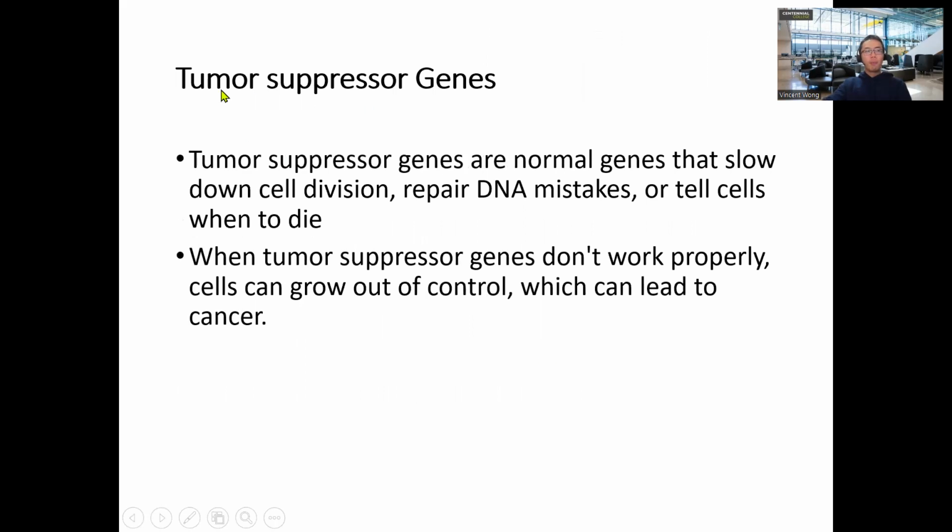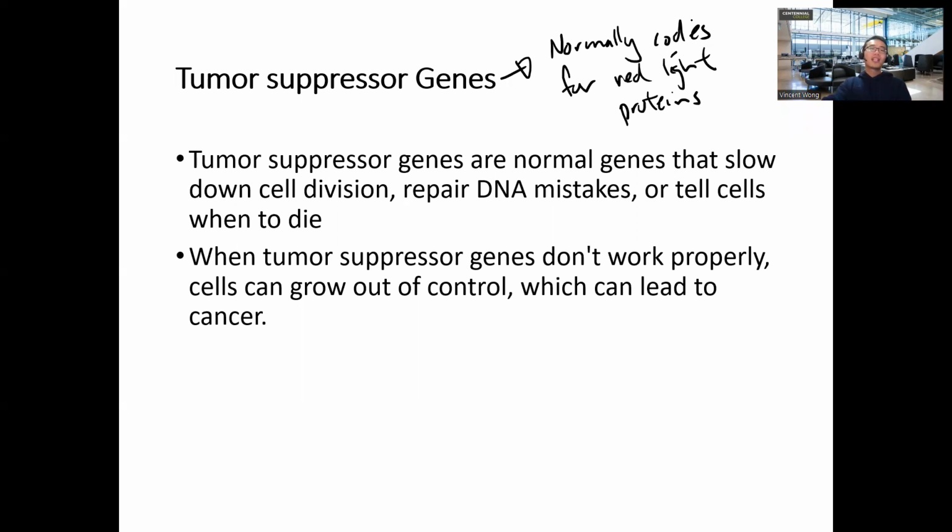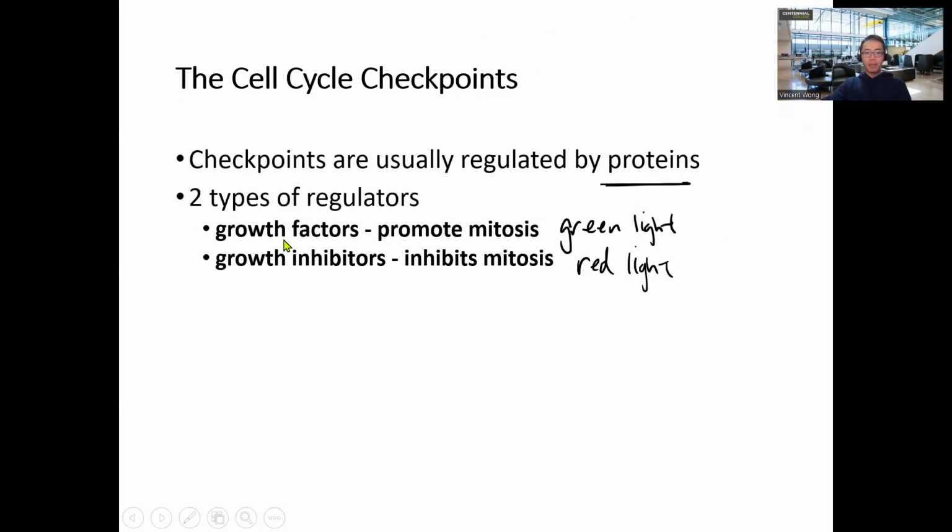So the opposite is a tumor suppressor gene. Tumor suppressor genes are genes that normally code for the red light proteins. When I say green light proteins and red light proteins, the proper names are growth factors and growth inhibitors. It's just easier to visualize if you think about green lights and red lights. On the test, please use the proper terminology: growth factors for green and growth inhibitors for red.